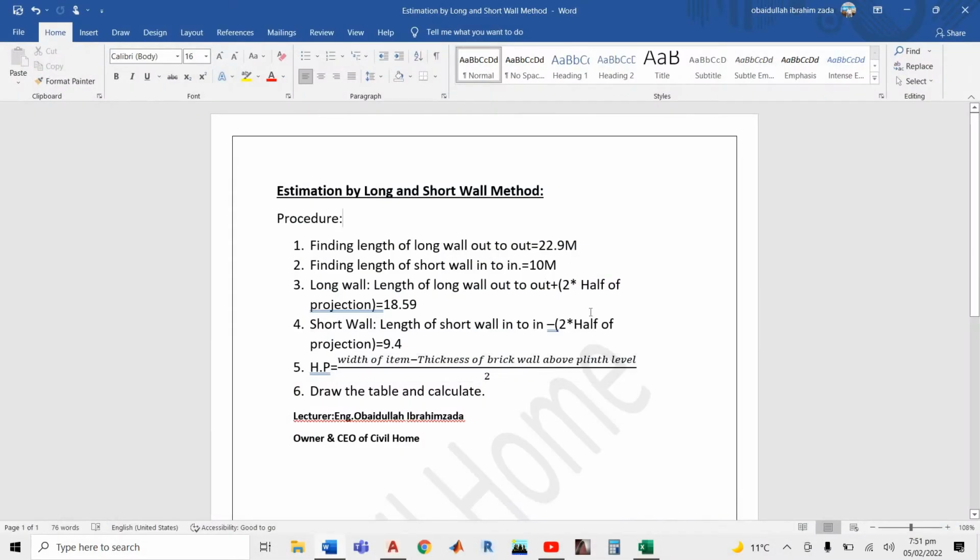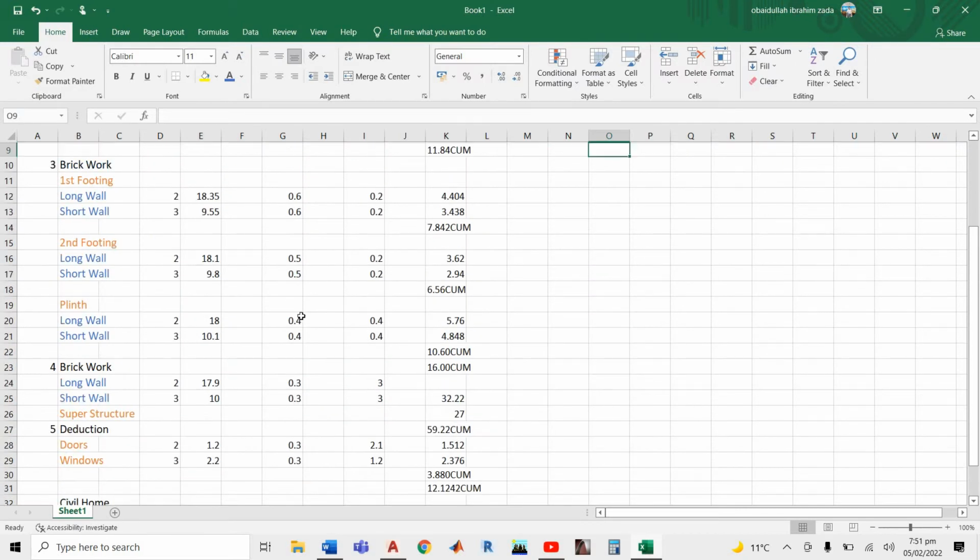Then how can we find half of projection? Width of item minus thickness of brick wall above the plane level, divided by 2. You have this formula for the long wall and this formula for the short wall. After finding this, you have to draw a table and calculate. I also drew the table in here.